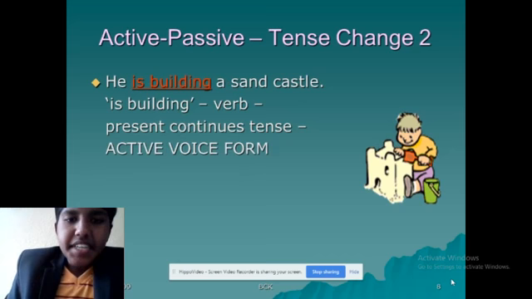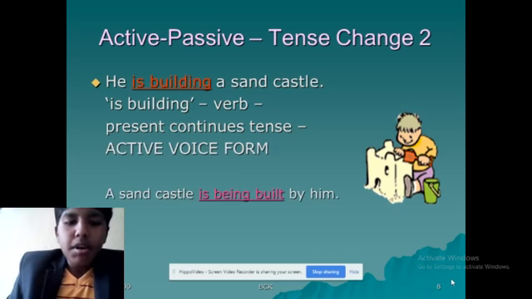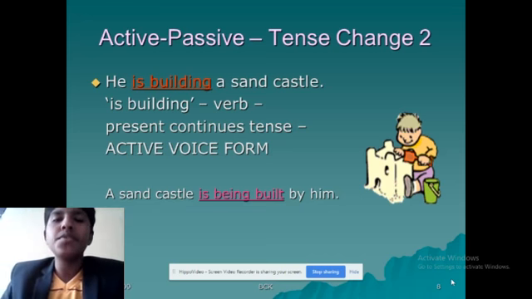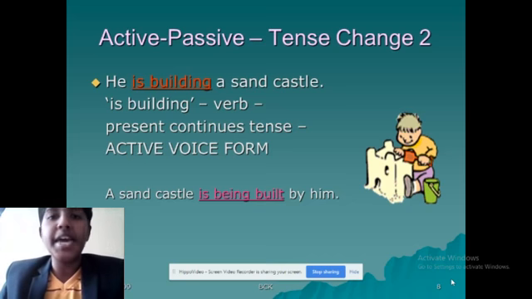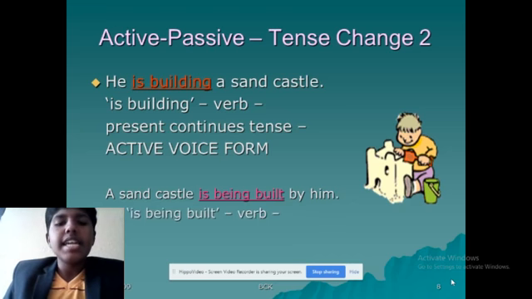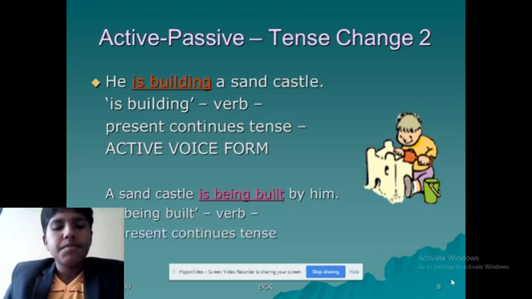In this case, a sand castle, which was the object, has become the subject. A sand castle is building, or rather it has become is. A sand castle is a singular noun, so it becomes is. And build, built. So in the third form of the verb, it becomes built. And as it is in continuous, we always use the verb form being. For continuous tense, we use the verb form being. And it is in the present continuous tense and in the passive voice.